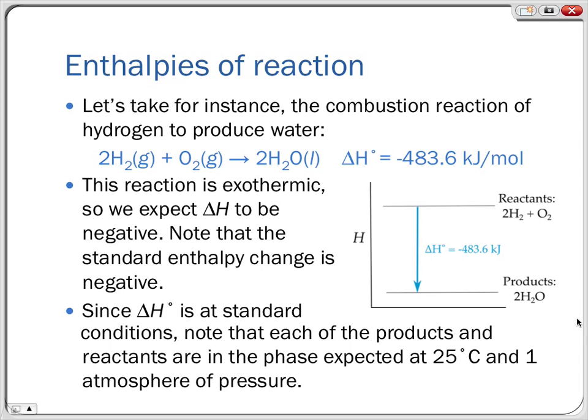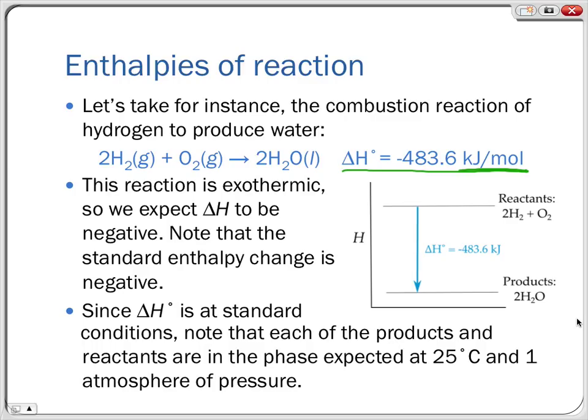Now over on our right, you can see that we've listed our delta H naught right here, and this is typically how it's written. Usually you'll write the reaction out on the left and then write that standard enthalpy change on the right. The units here are kilojoules per mole, and we'll talk about how exactly that works. Basically, it's an energy per mole of reaction is the term that we'll use.